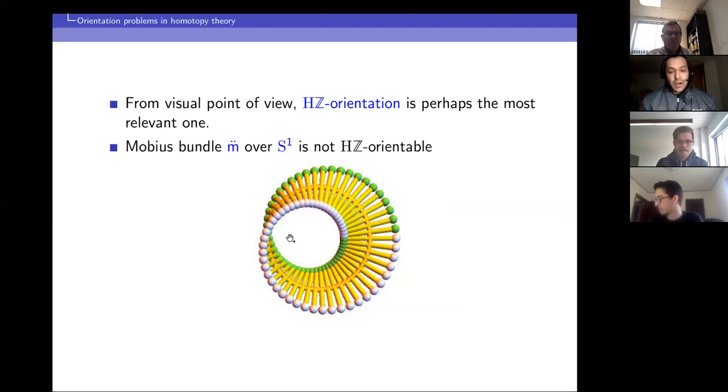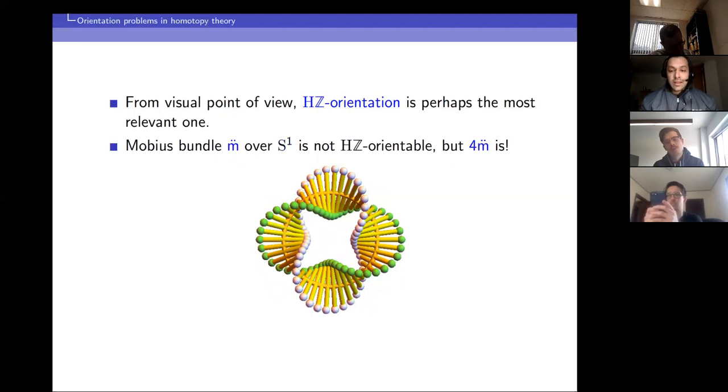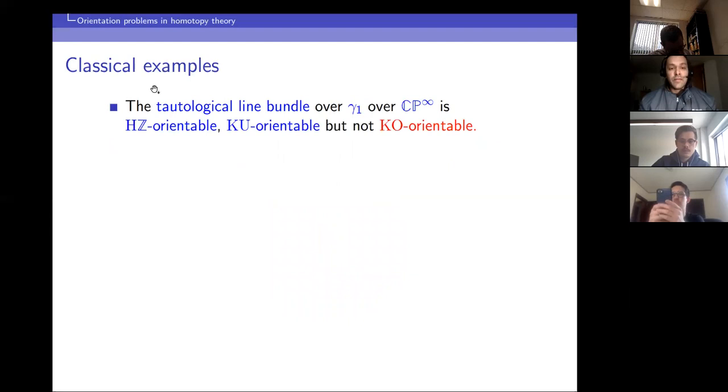However, two times the Mobius bundle is actually orientable. As shown, you can uniformly assign green and white. Three times is not. Four times is. What I am trying to communicate over here is that there is a periodic pattern in general. So let's move on to some examples that are relevant to this talk.